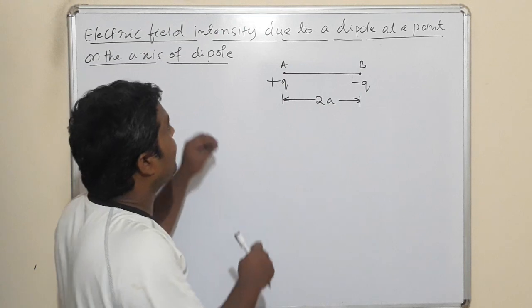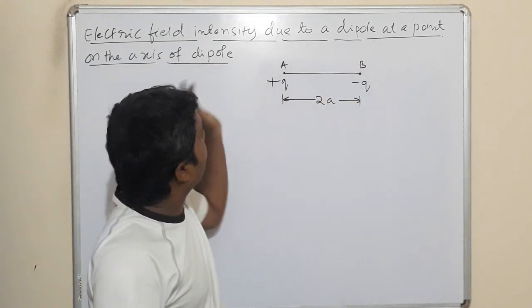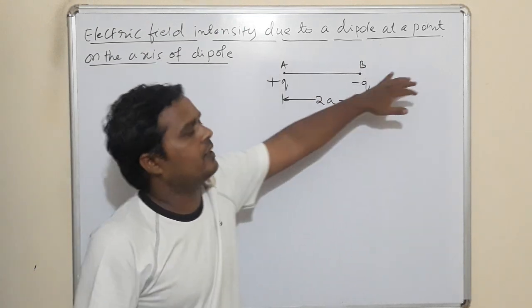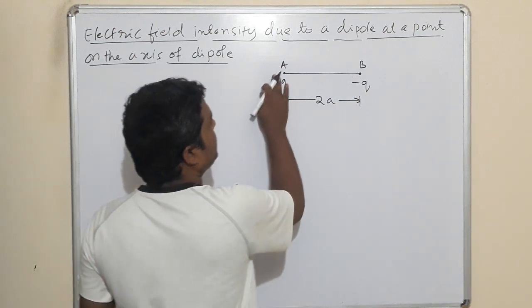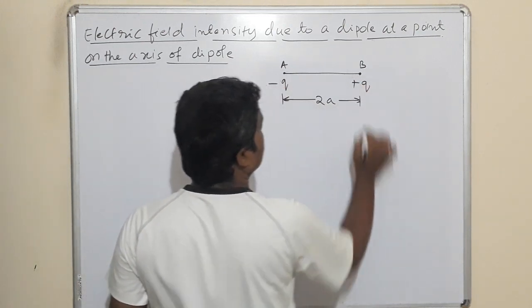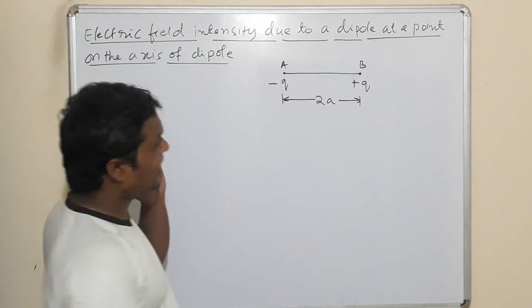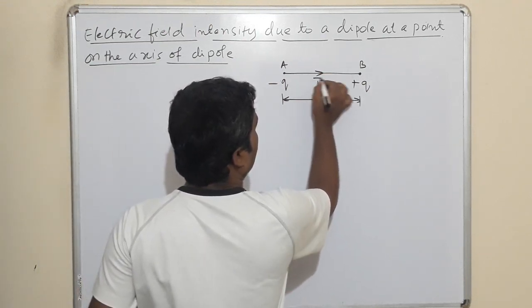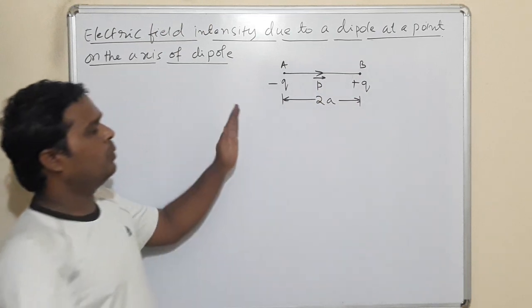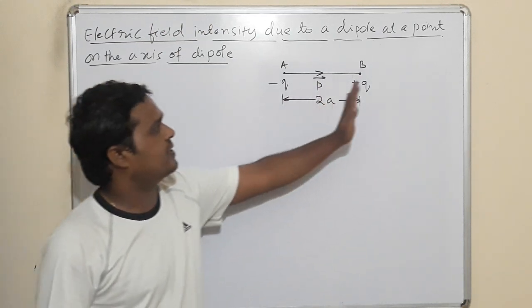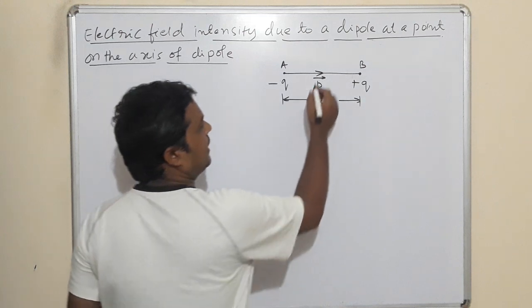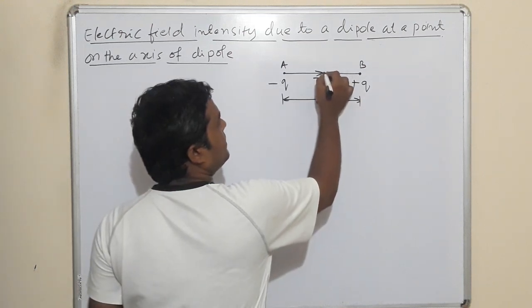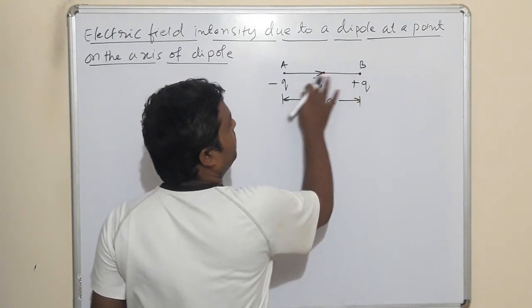Then I will take a point on the axis of the dipole anywhere. This side also you can take, this side also you can take. This is minus Q, this is plus Q. This is the direction of the dipole moment. Dipole moment will always be from minus charge to plus charge. This is the midpoint of the dipole.